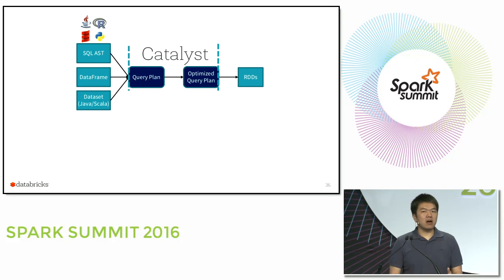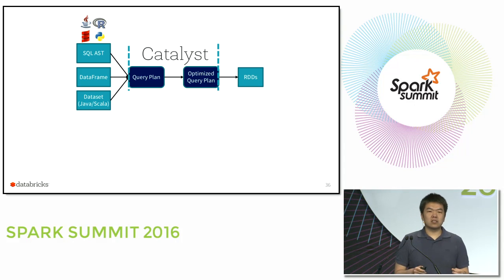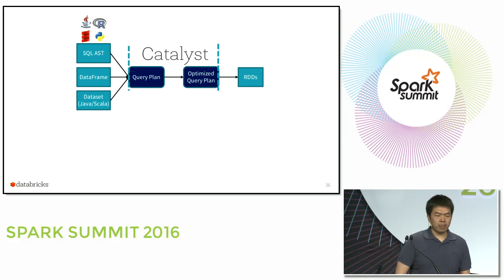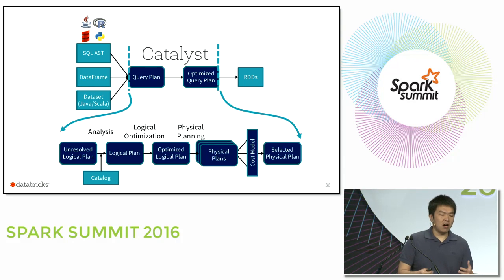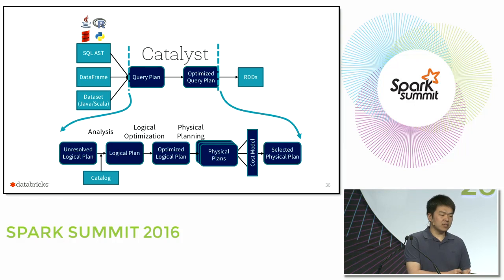Okay, so now I have introduced the trees and the transformations in Catalyst. So let's look at how Catalyst exactly transforms a user program to an optimized version that is ready for execution. And this process is done through 3 steps, which are analysis, logical optimization, and physical planning.